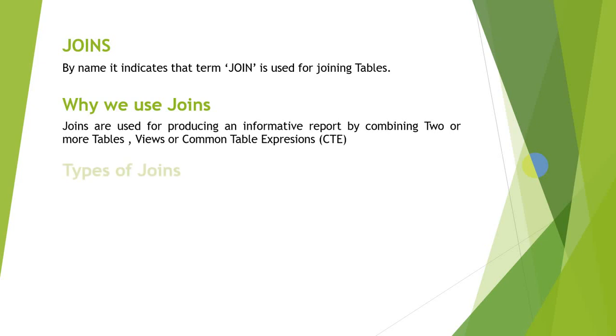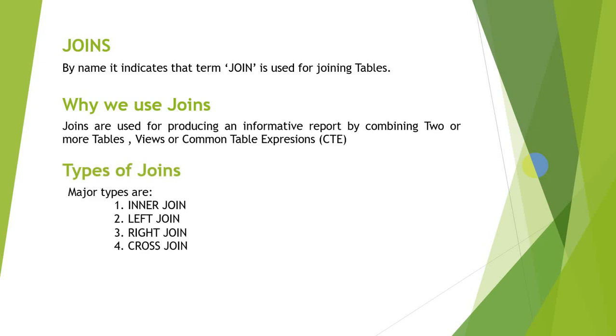Obviously, it is clear. What are the main types of joins? The major types are inner join, left join, right join, and cross join. Let us discuss each one by one, so it will be clear what the joins basically are.